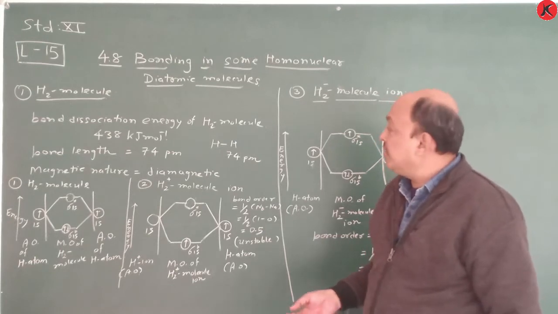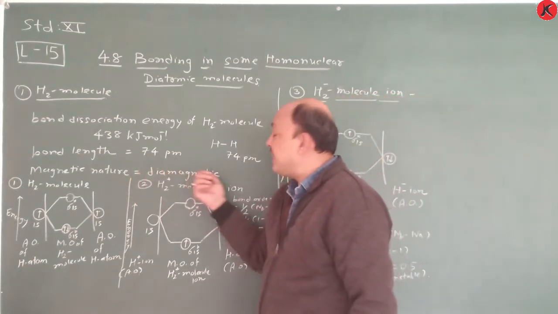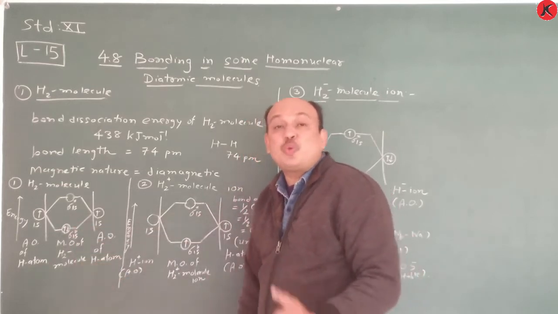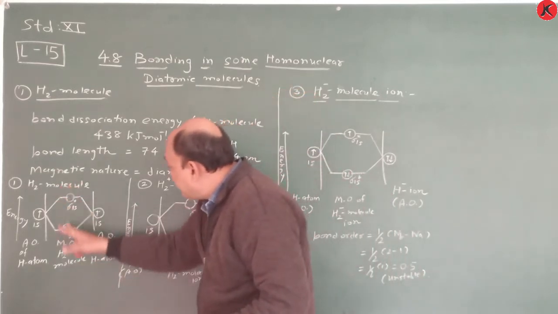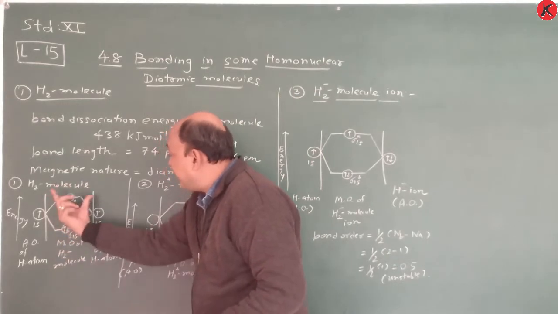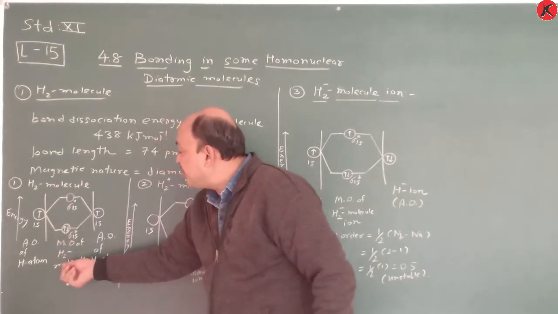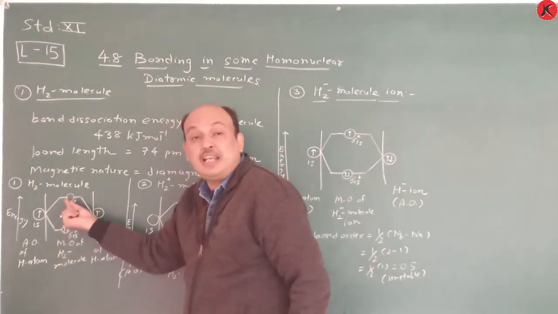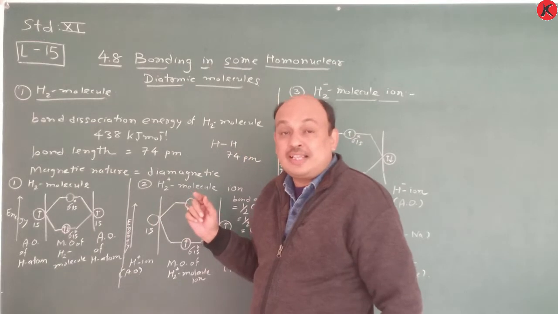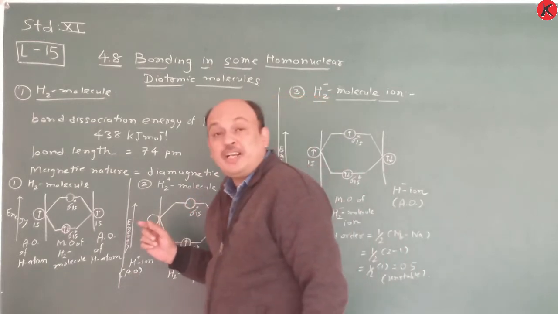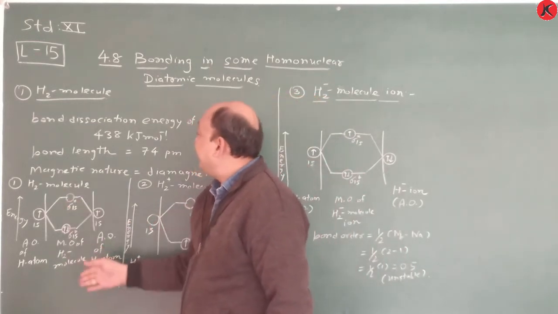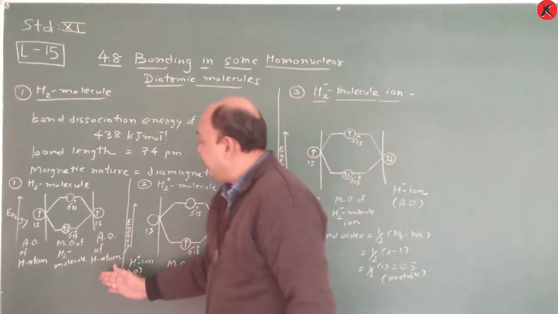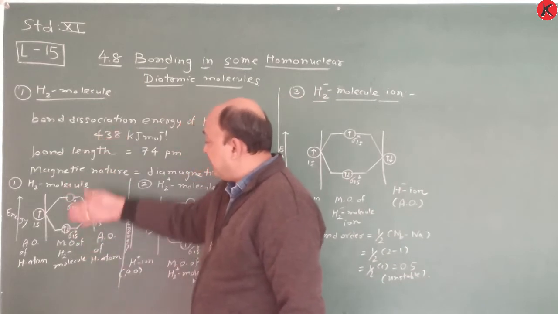In the same way, you already know the magnetic nature is diamagnetic. That means no unpaired electron is present. Unpaired means what? A single electron. Just observe the molecular orbital of the H2 molecule. In the BMO 2 electrons are there, in the ABMO 0 electrons are there. That means no unpaired electron is present, and that's why the magnetic nature is diamagnetic. Okay, and this you already learned. Once again I write it for comparison.